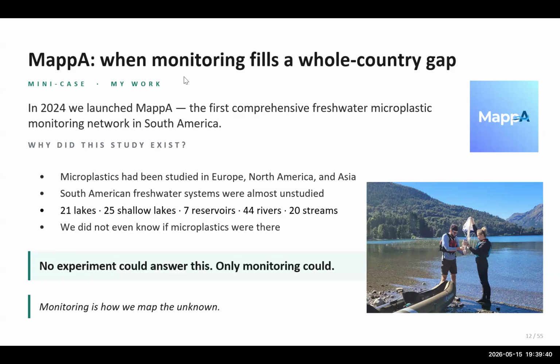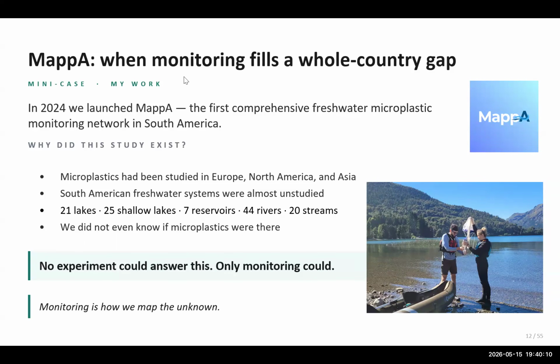So microplastics have been measured a lot. A lot of studies were done in Europe, in North America. In South America, nothing, almost nothing, or very few studies. So could we have answered this with one experiment? No. Could one scientist do it alone, explain the microplastic pollution across one country? No. But a coordinated monitoring network could fill this gap.